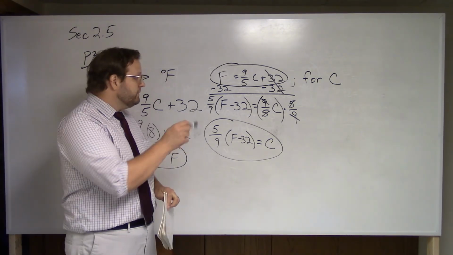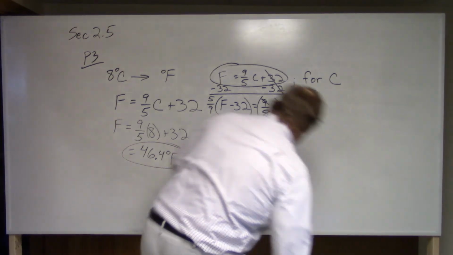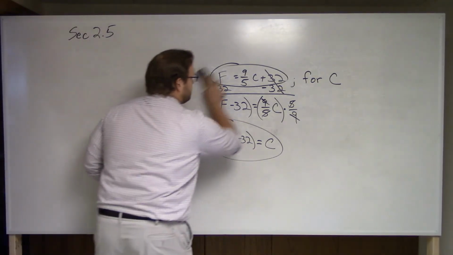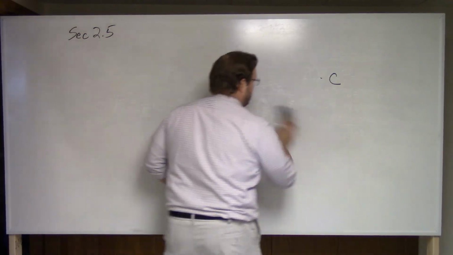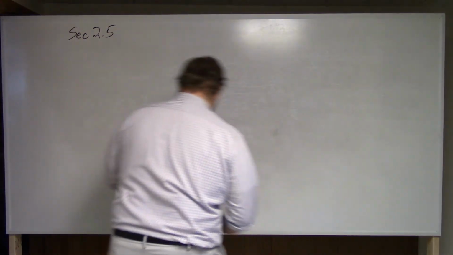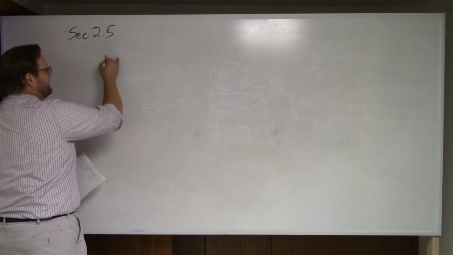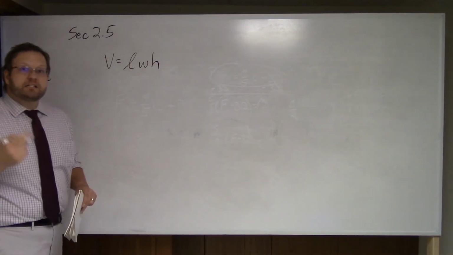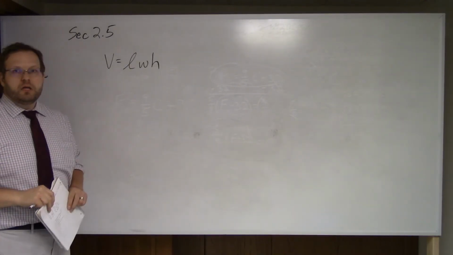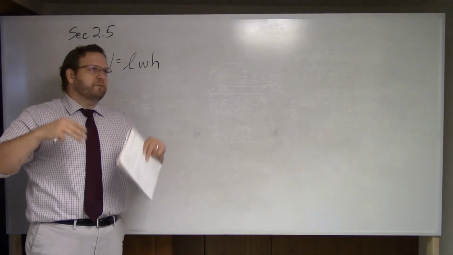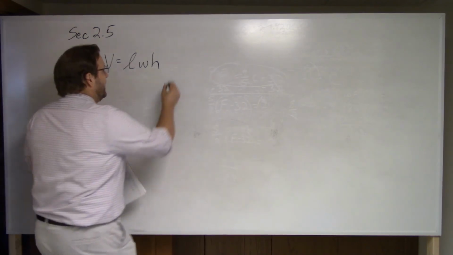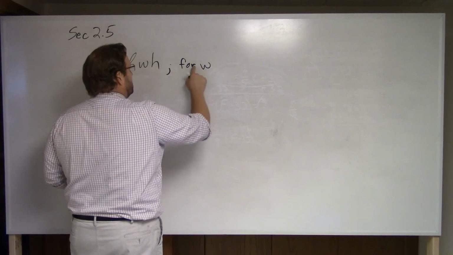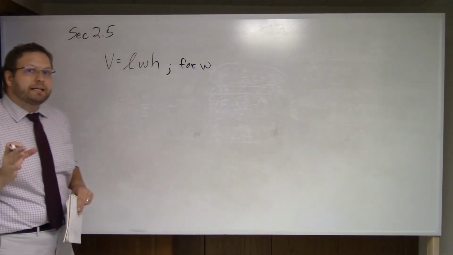Okay, let's look at a few more examples of this. Let's say I have a basic volume formula, which is length times width times height. That's a nice formula to get the volume. But let's say I know the volume and I want to figure out the width. I'm going to solve for W. I want to get W by itself.